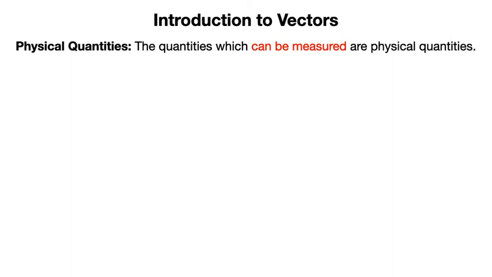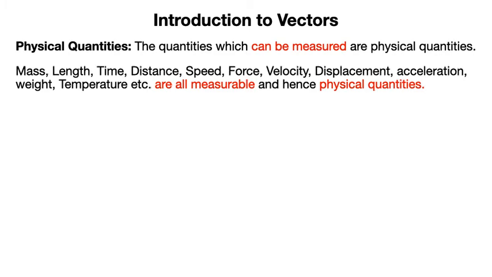Physics essentially is a science of measurements. All quantities which can be measured are called physical quantities. The list of physical quantities is very long. Some of the examples are mass, length, time, distance, speed, force, velocity, displacement, acceleration, weight, temperature, etc. You know all these quantities can be measured. In addition, we can measure current, we can measure potential difference. They are all physical quantities.